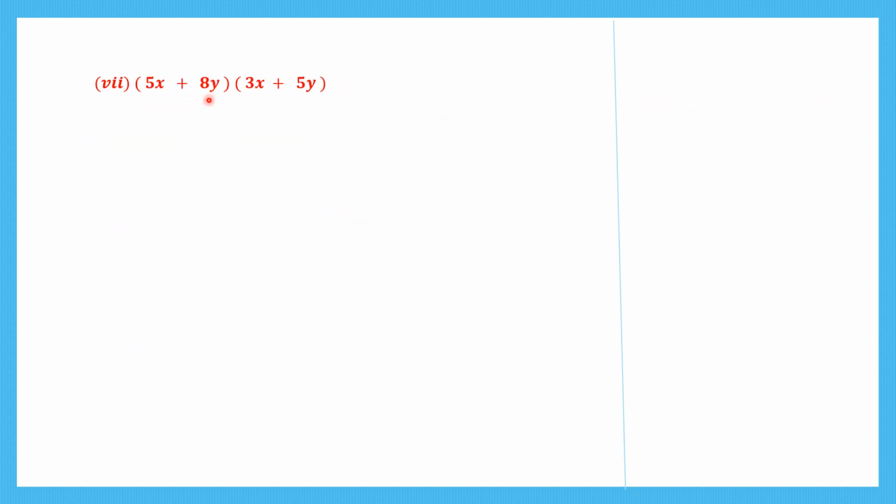Question 7. (5x plus 8y) into (3x plus 5y). As you can see, the first terms are different and the second terms are different. So we cannot apply the formula (a plus b) into (a minus b) equals a square minus b square. So here we can either do it like we did the previous sum, or we can do the method that we learned earlier. So let's do the method that we did earlier for this sum. So here it will be taking the first term here and multiplying it with the whole of the second binomial, that is 3x plus 5y, plus 8y into again 3x plus 5y. This is what we learned last year, isn't it? In the beginning of this year also we learned this.